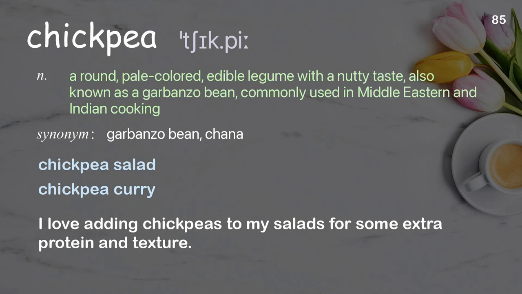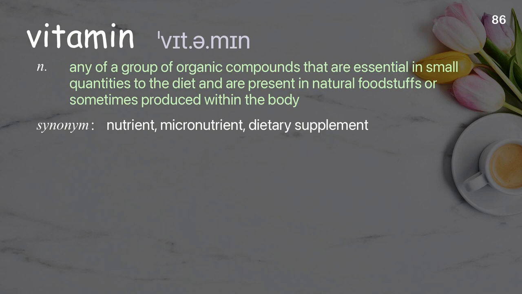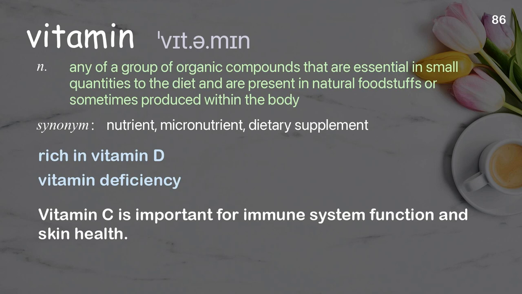Vitamin: any of a group of organic compounds that are essential in small quantities to the diet and are present in natural foodstuffs or sometimes produced within the body. Examples: rich in vitamin D, vitamin deficiency. Vitamin C is important for immune system function and skin health.